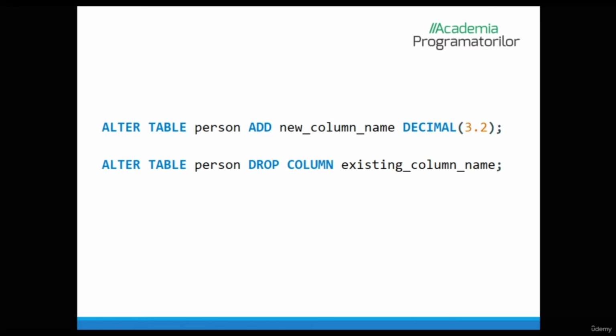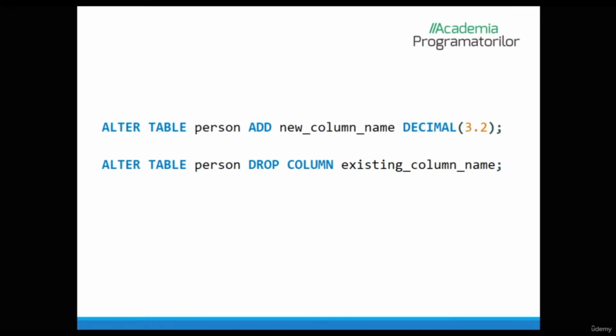The add statement will add a new column to our table. It is followed by the name of the new column and its data type. The statement alter table person add column name decimal of 3 and 2, for example, will add a new column in our table person, which will be called column name, and will have a decimal data type in which we can store 3-digit numbers, 2 of which will be after the comma.